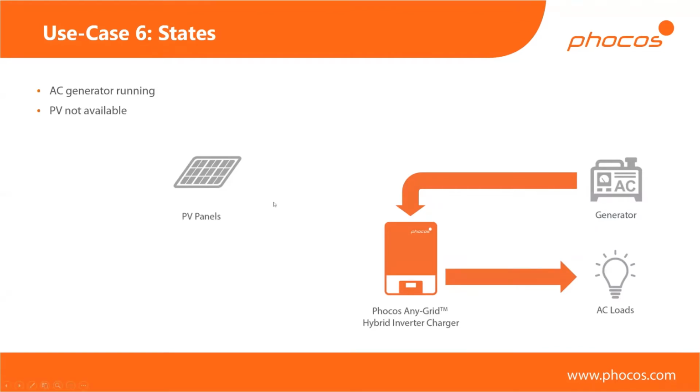In this next state, we have no PV power. So for example, during the night, or if there's snow on the PV panels or whatever, when we literally have no power coming from the PV side, then of course all of the power is being supplied by the generator, as was the case before the system was installed.